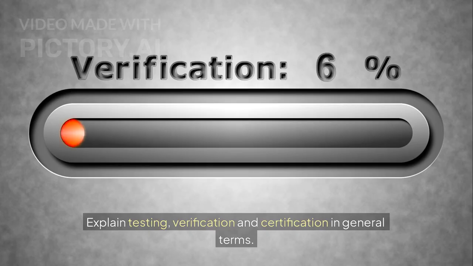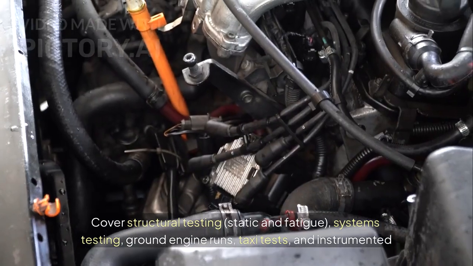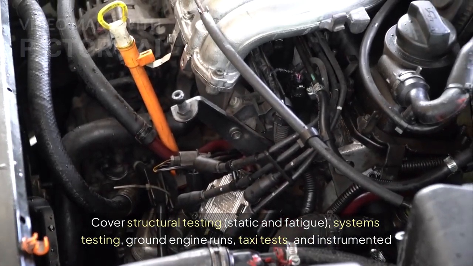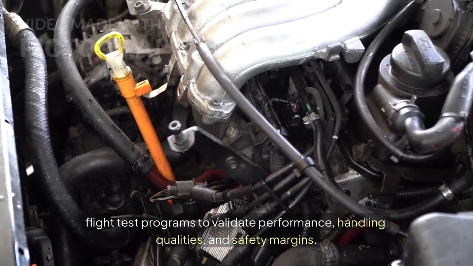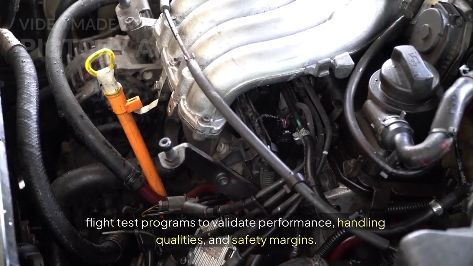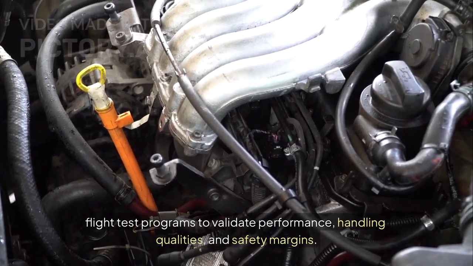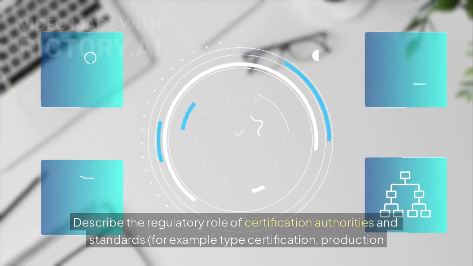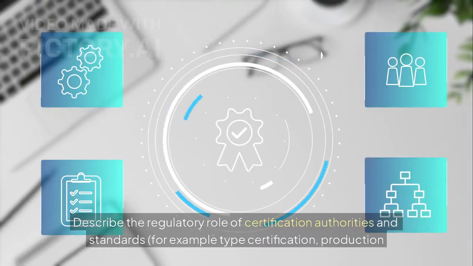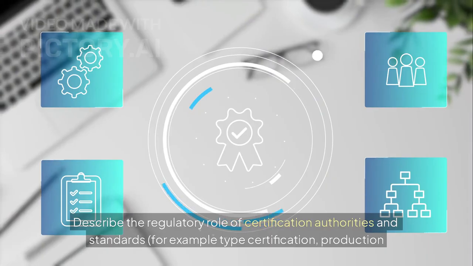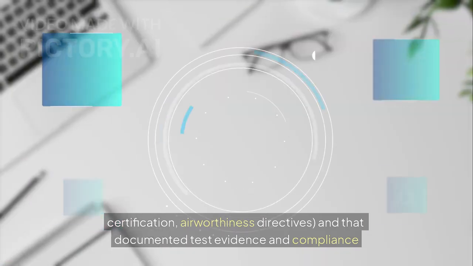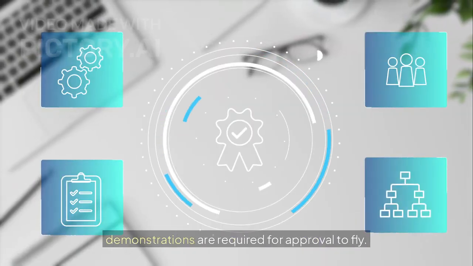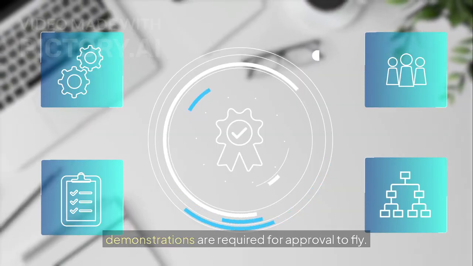Explain testing, verification and certification in general terms. Cover structural testing, static and fatigue, systems testing, ground engine runs, taxi tests, and instrumented flight test programs to validate performance, handling qualities, and safety margins. Describe the regulatory role of certification authorities and standards, for example type certification, production certification, airworthiness directives, and that documented test evidence and compliance demonstrations are required for approval to fly.